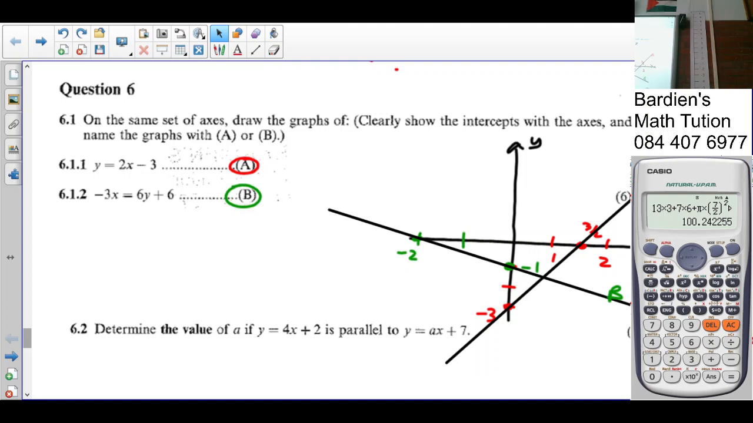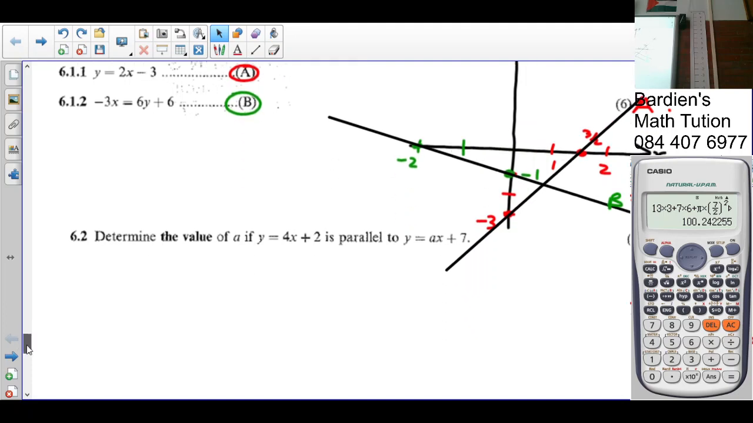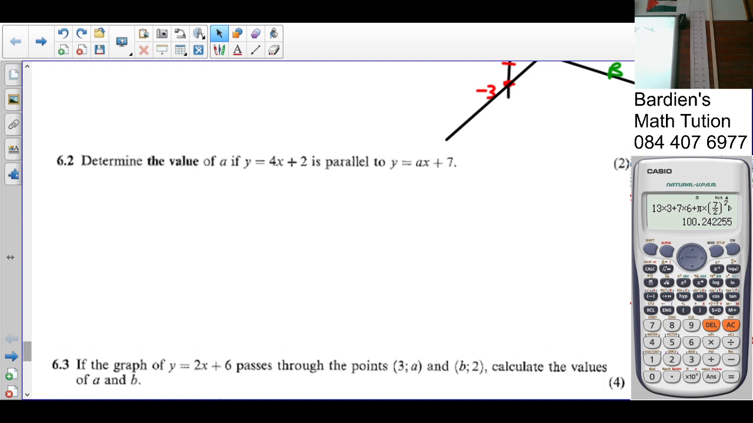Okay. People, 6.2. Determine the value of a if y is equal to 4. Okay, this has nothing to do with this graph. Let's take this graph away. Determine the value of a if y equals 4x plus 2 is parallel. What did we say if lines are parallel? Gradients are equal. So what's the gradient of the first line? 4. What's the gradient of the second line? 8. So a is equal to 4. Can you believe it's so easy?